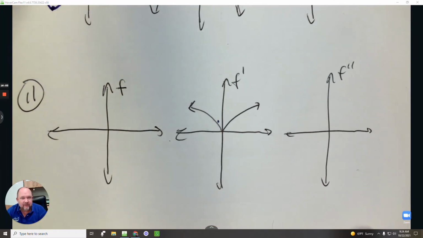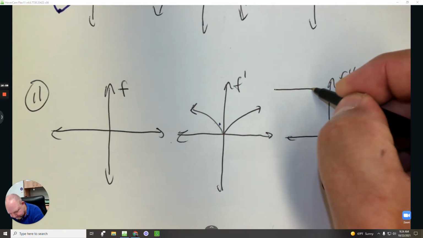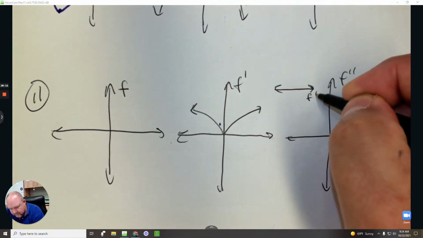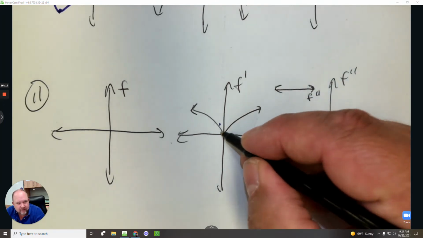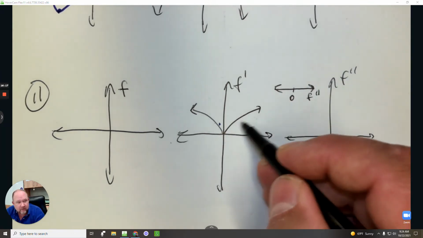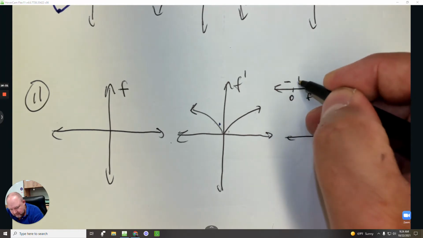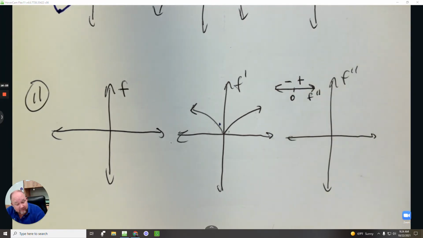Number 11. Can you please set this up, press pause, and then press play. So for the second derivative, we have a turning point, or really where the derivative is undefined. Here at the corner at 0, it decreases and then increases. So it's concave down and then concave up. For the second derivative, what that would look like is at 0 would be a hole.